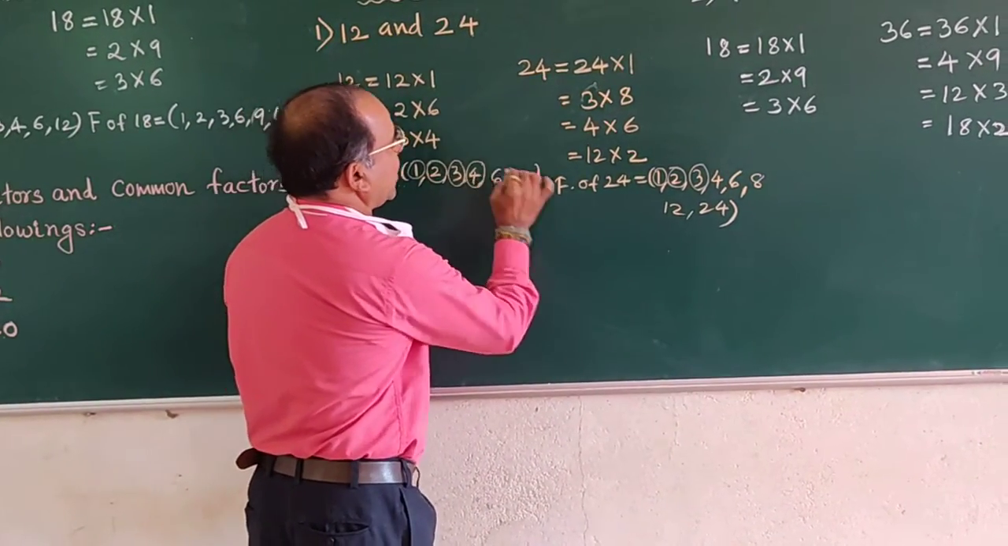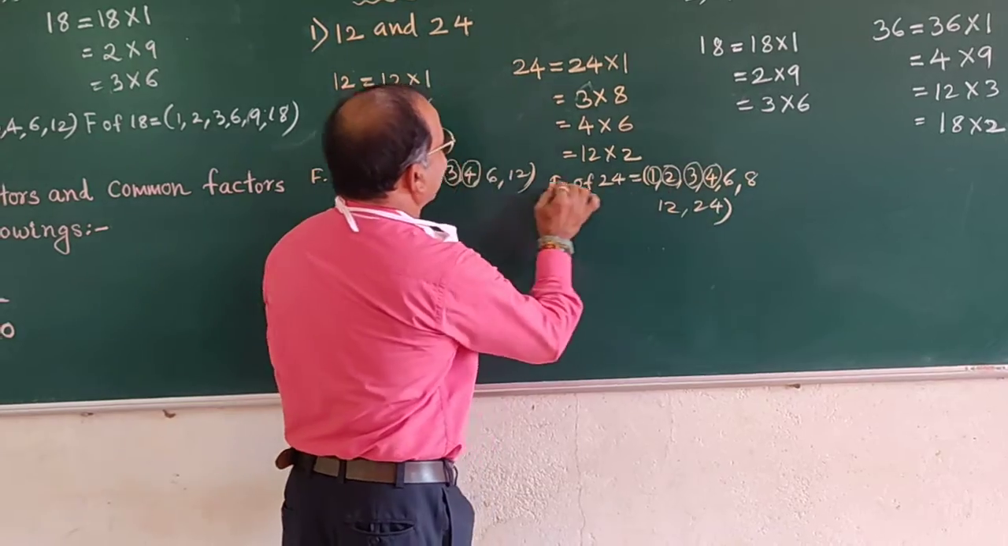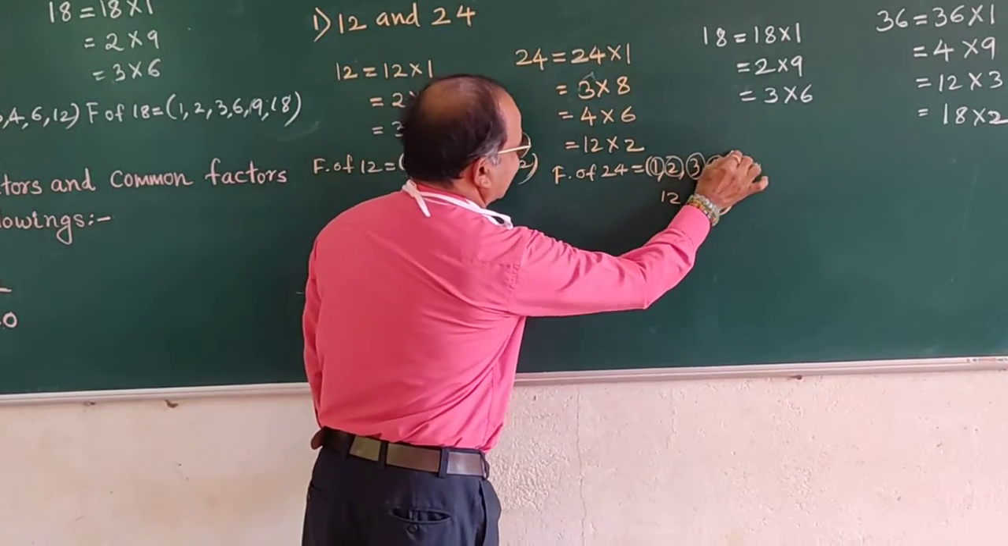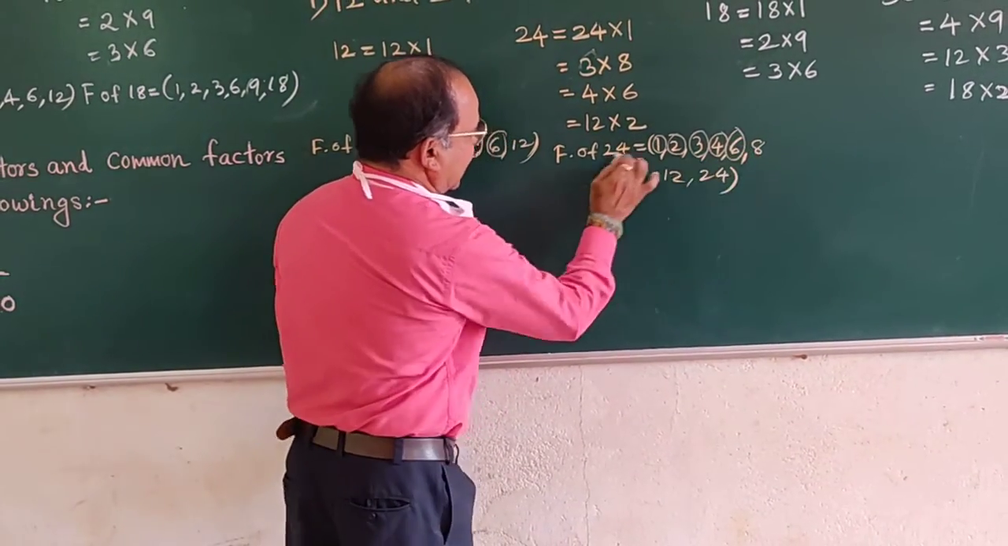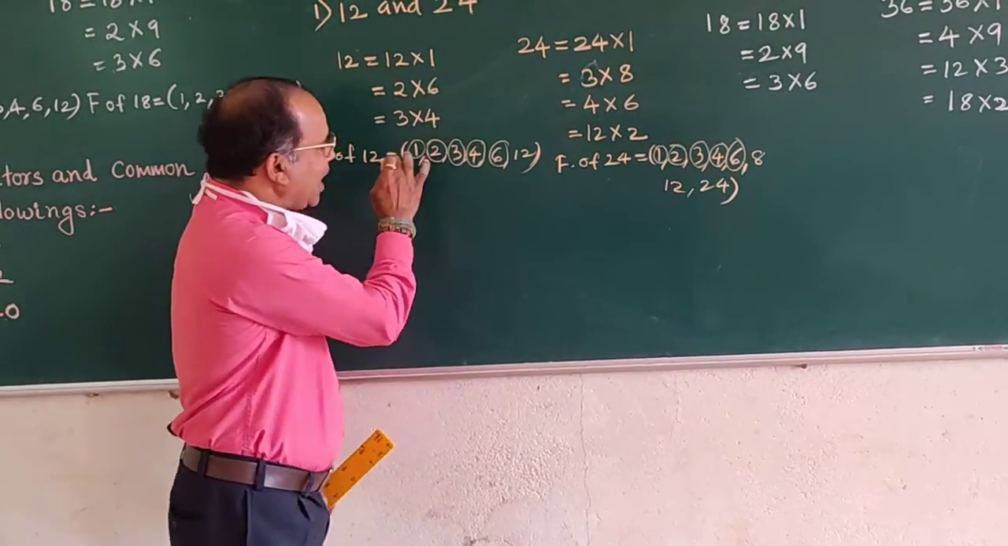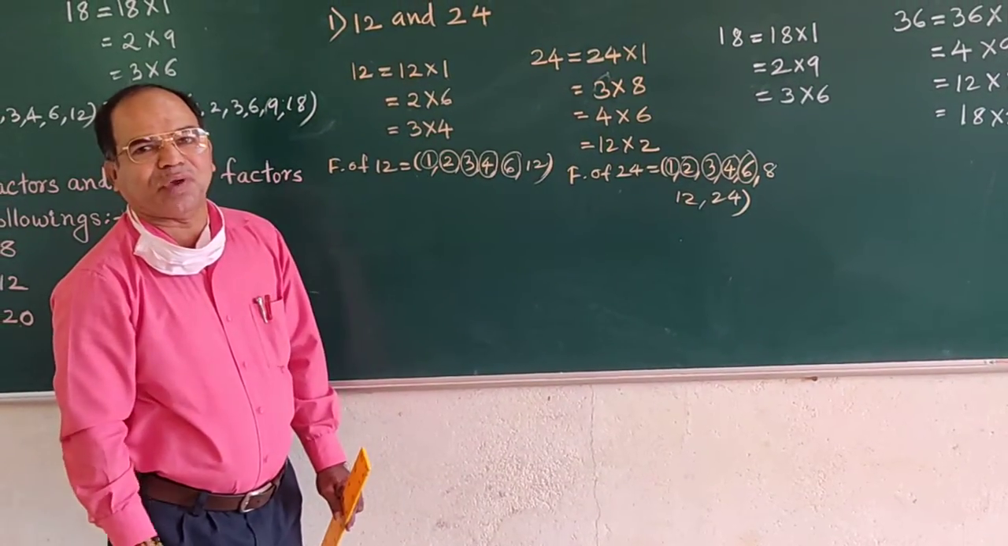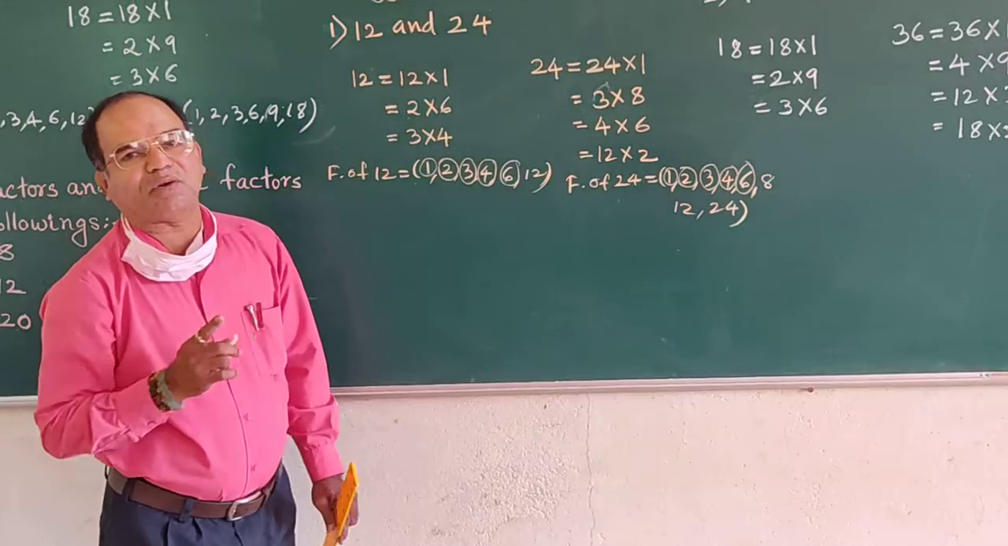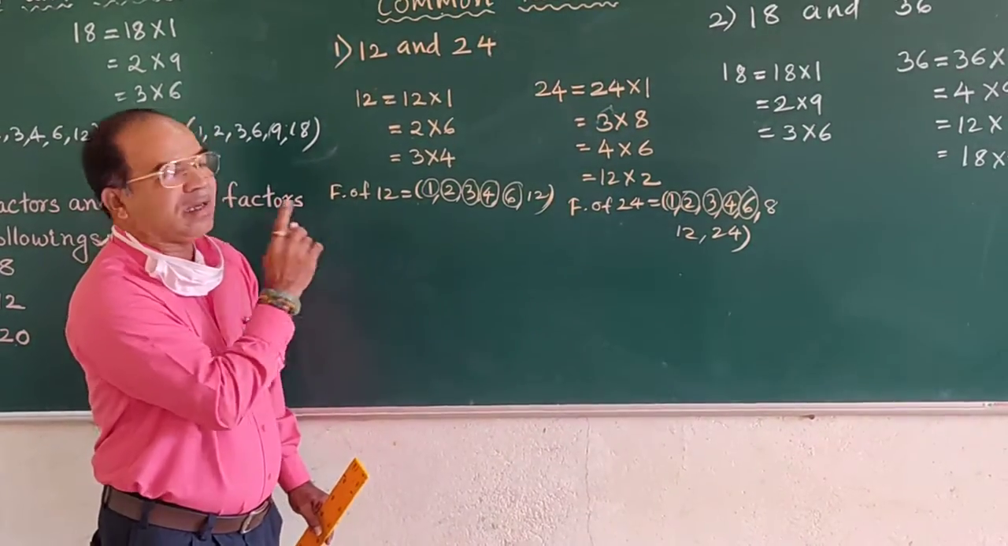Then 4, then 4. Then 6, 6. Then here 8 is a factor of 24, but you don't get the 8 as a factor of 12. So here 8 will not be a common factor of 12 and 24.